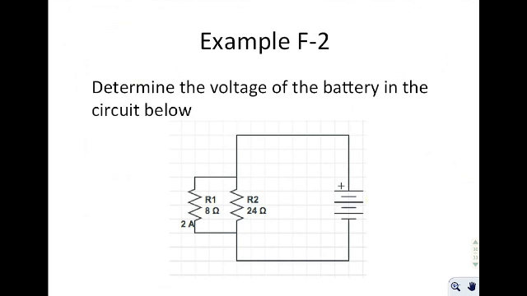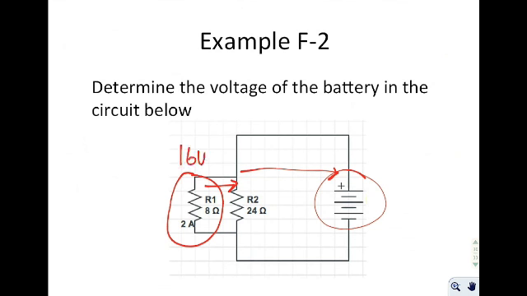So now we look at the next one. It says, determine the voltage of the battery in the circuit below. If you were trying to figure out the voltage in this particular battery, you do what we just did. You solve for the voltage in one branch, realize that it's the same in this branch, and that it's the same in the battery. So you would say 2 times 8, that's 16 volts, which makes that 16 volts, and that's as easy as it is.